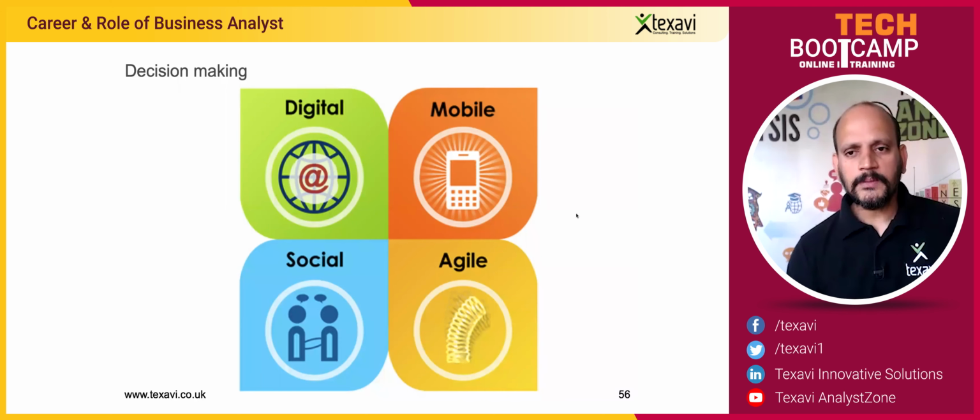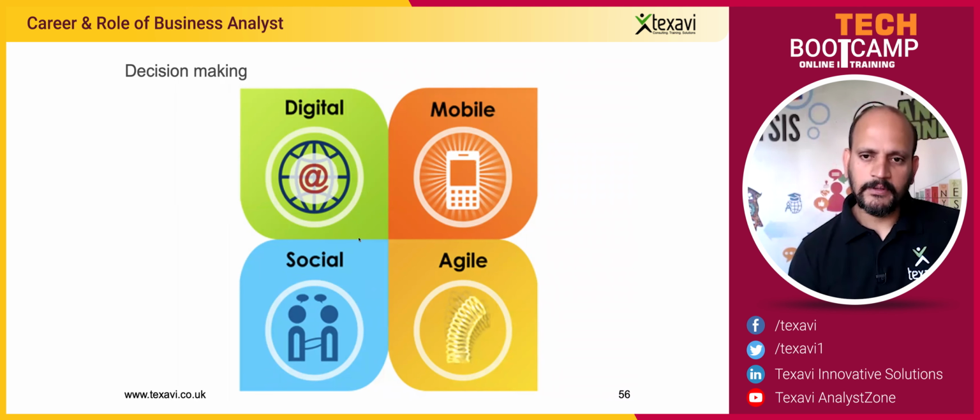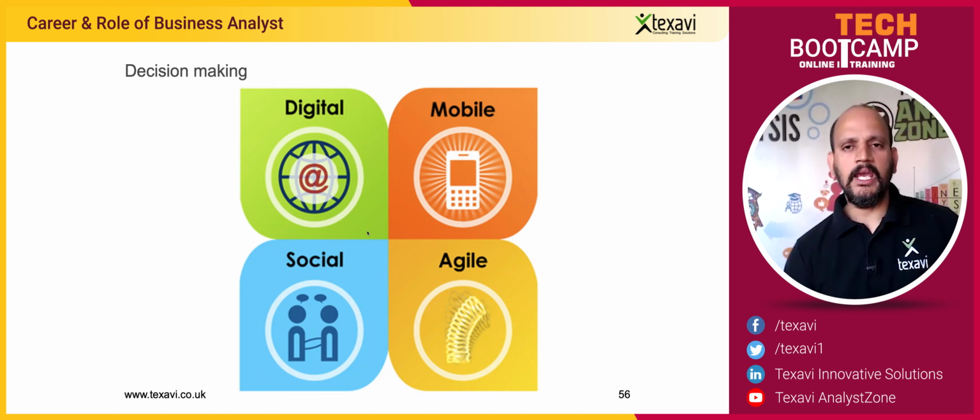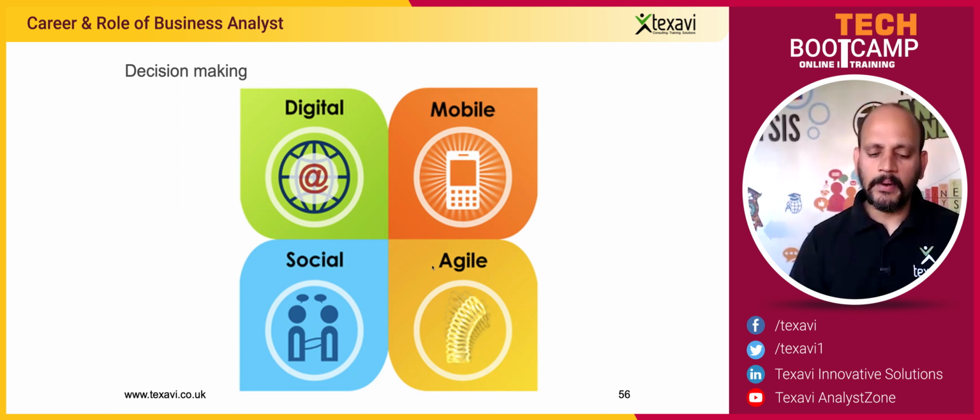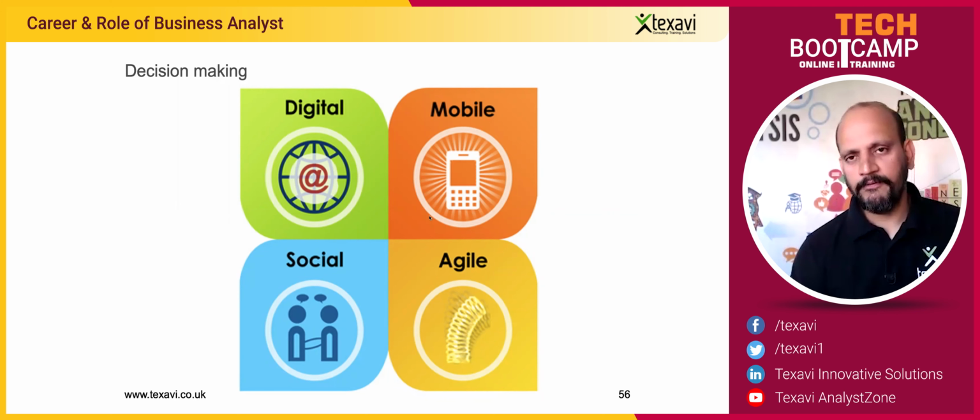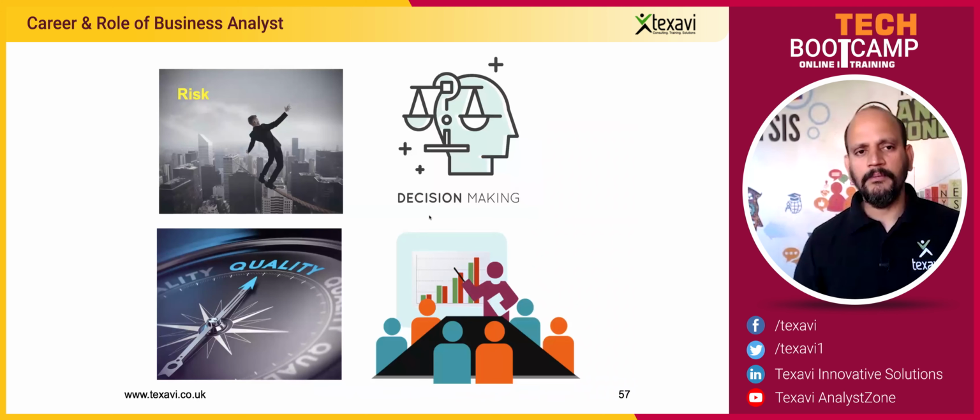So if you ask me simply, if we have the techniques, the awareness and the knowledge of these different platforms, the technologies, the applications, the systems, and the tools across these different themes like digital, mobile, agile, social, I think we've done enough to get a better BA.